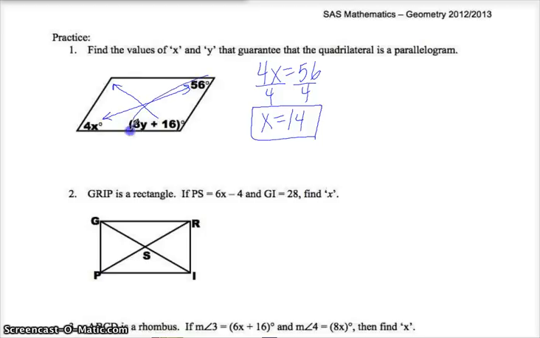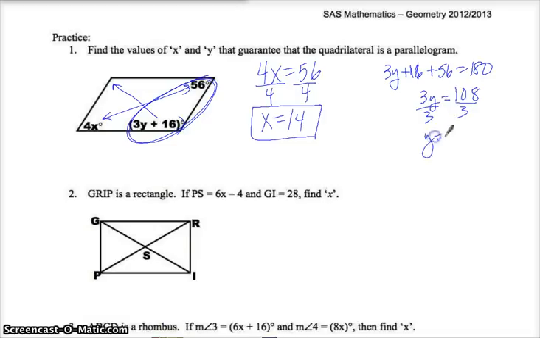However, we also know that consecutive angles must be supplementary. So I know that 3y plus 16, plus 56 must equal 180 degrees. Or I could have subtracted 56 from 180 and set that equal to 3y plus 16. So let's do that. We do 180 minus 56 minus 16, and that's going to be 108. Divide each side by 3, so y equals 36.